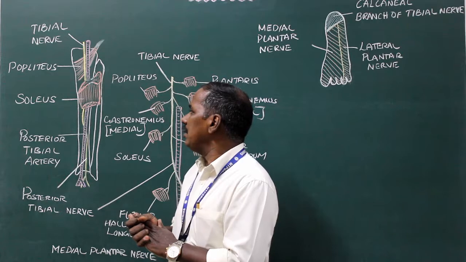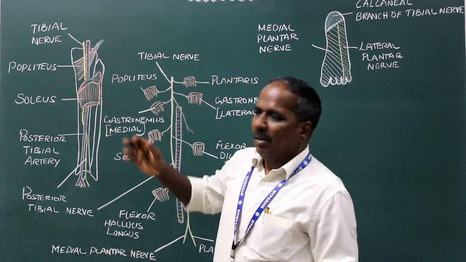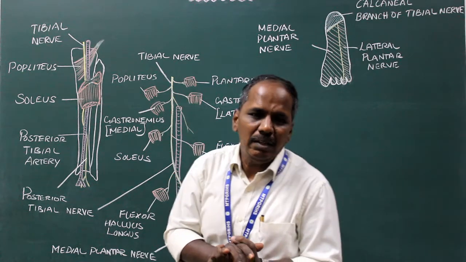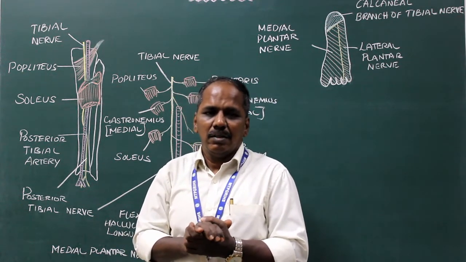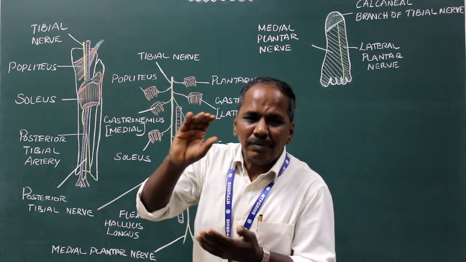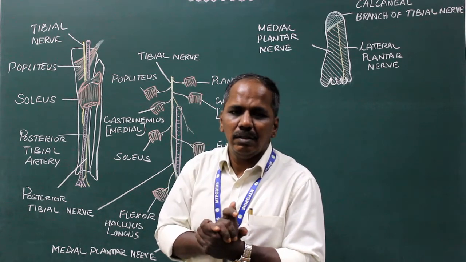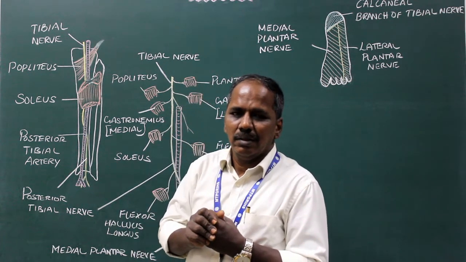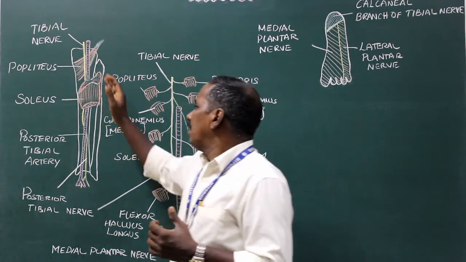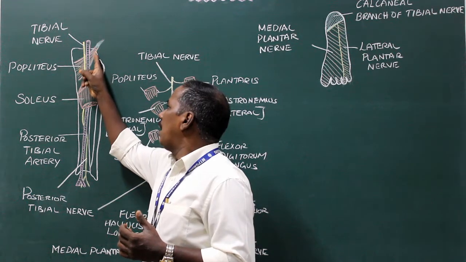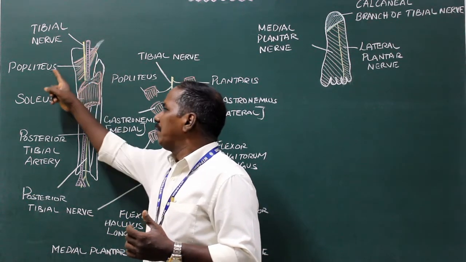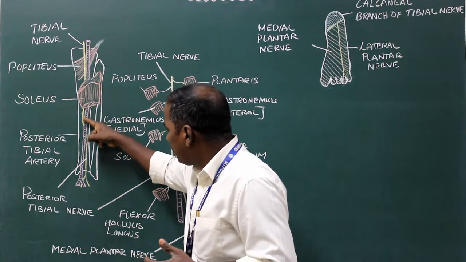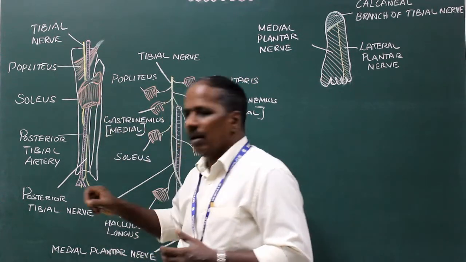Extent: on the posterior compartment of the thigh, between the junction of upper 2/3 and lower 1/3, the tibial nerve starts. It ends at the lower margin of popliteus muscle, where it continues as the posterior tibial nerve.